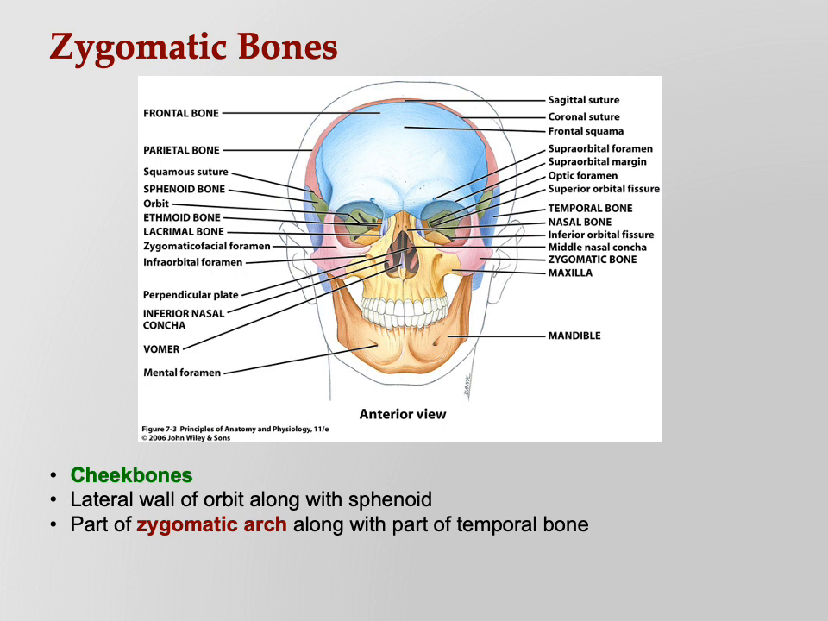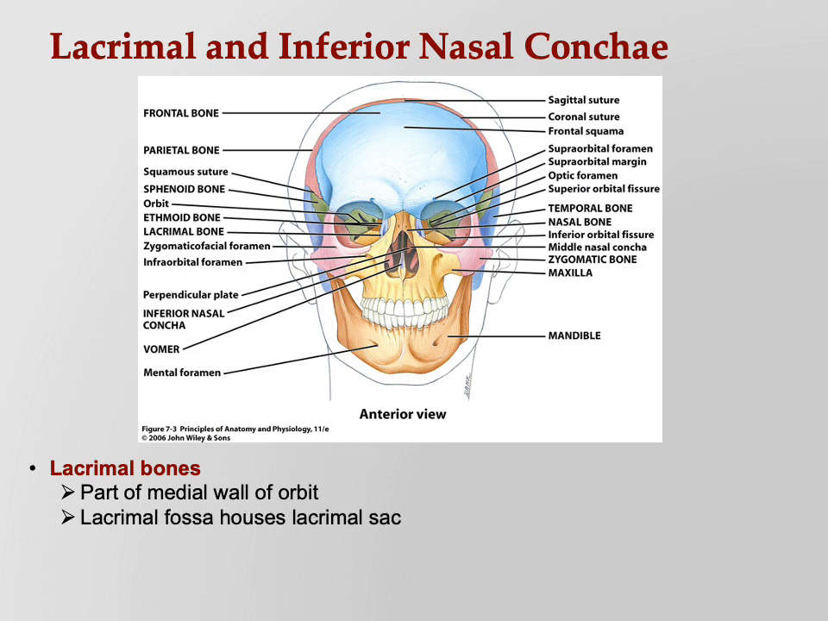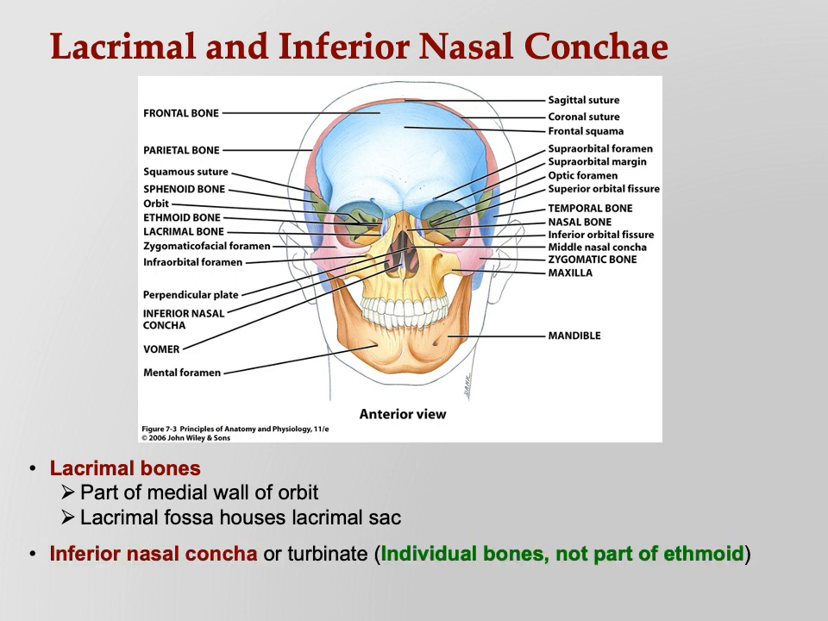Coronal view is not the best. Sagittal view is better. So let's move on to the lacrimal bones. Those are the ones that are kind of around the corner from your eye socket, like where you get little eye boogers. As we'll see later, you've got the lacrimal caruncle there. But that's where there's a tube, a little passageway for tears to drain. So lacrima, crying. Part of the medial wall of the orbit. Lacrimal fossa houses the lacrimal sac, which is where tears collect.